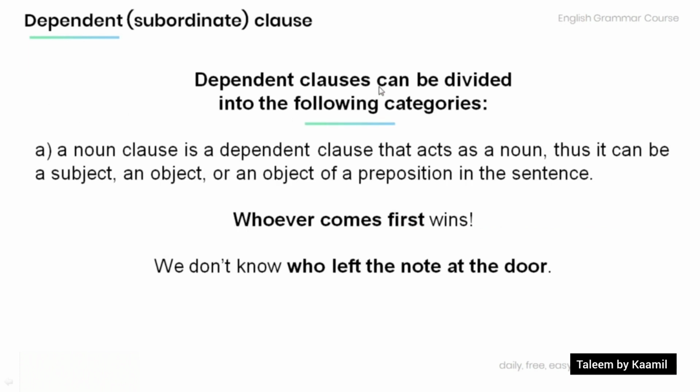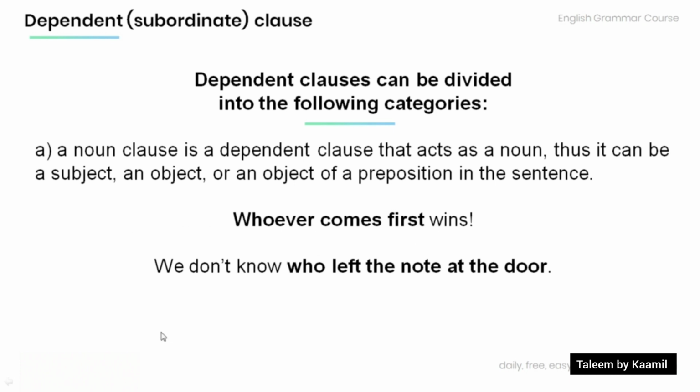Now, dependent clauses can be divided into the following categories. A. A noun clause. A noun clause is a dependent clause that acts as a noun. Thus, it can be a subject, an object, or an object of a preposition in a sentence. Have a look at the example over here. Whoever comes first wins. Now, the noun clause in this sentence is "whoever comes first," and note that it acts as the subject of the sentence.